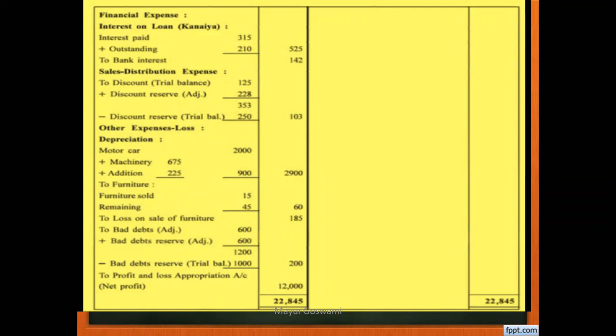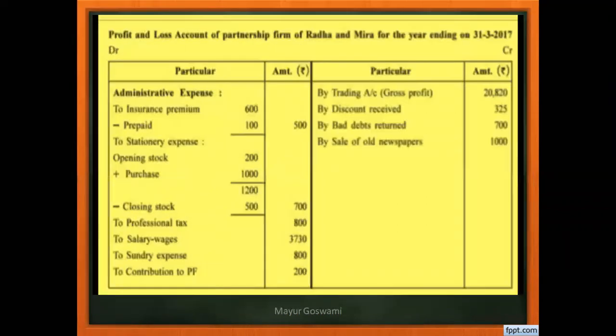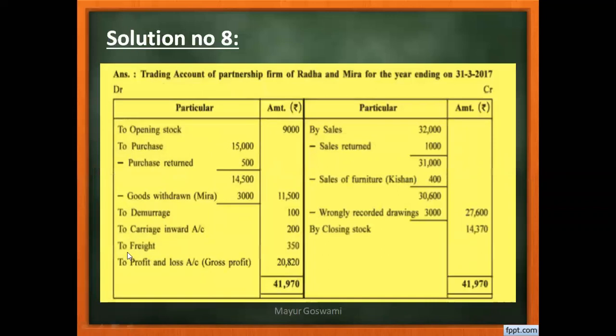Okay, then after freight is given, come to the trading account debit side, right here to freight. In the outer column, write down 350.